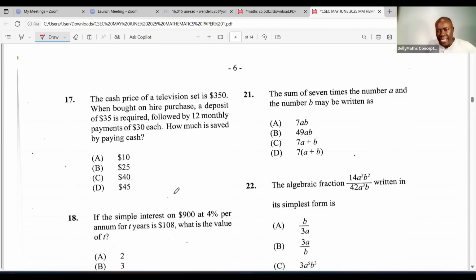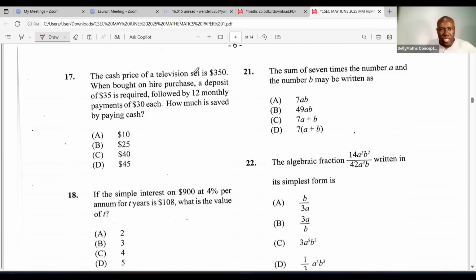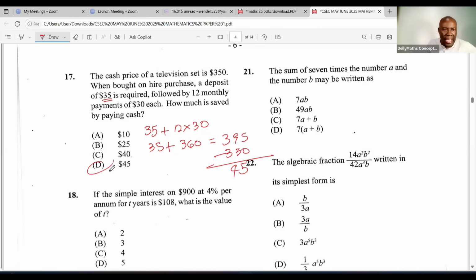The cash price of a television set is 350. When bought on hire purchase, a deposit of this plus 12 times this. This question is a repeat question. How much is saved? This is the 45 question. So this is 395. You take away your 350 and you have the $45 that you would have saved.